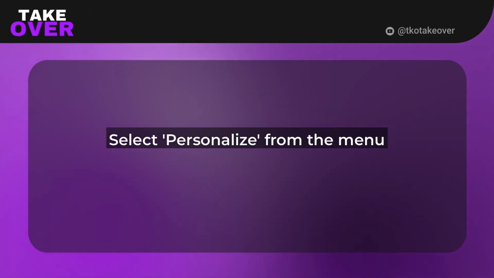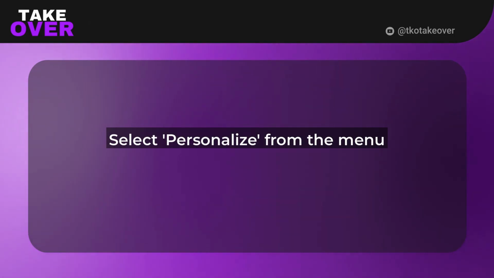Start by right-clicking anywhere on your empty desktop. A context menu will pop up. Go ahead and select Personalize. This opens the Settings app, where you can tweak your system's appearance.